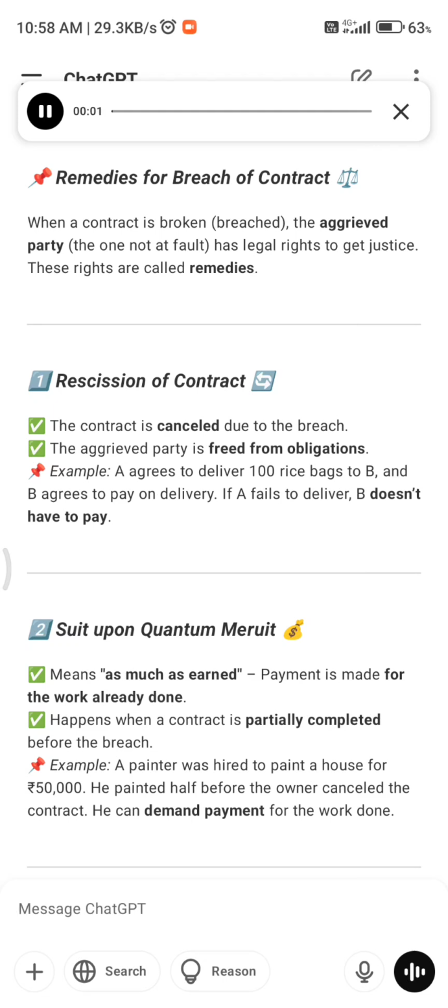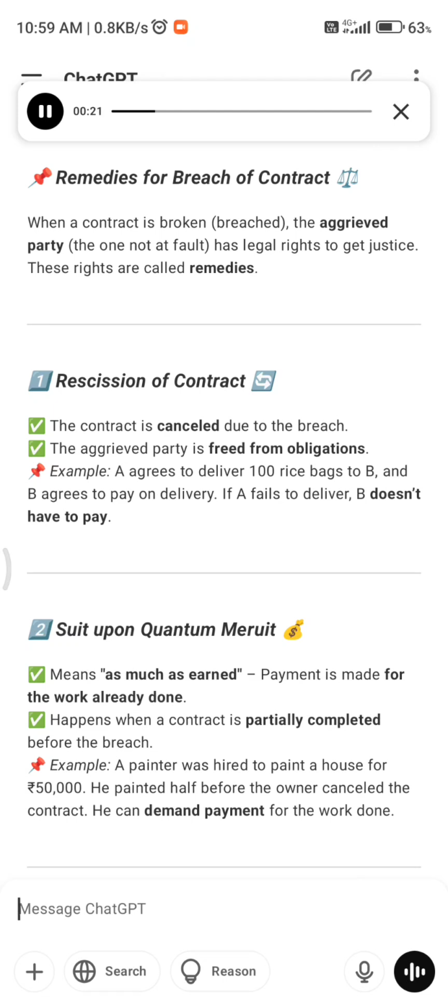Remedies for breach of contract. When a contract is broken, breached, the aggrieved party, the one not at fault, has legal rights to get justice. These rights are called remedies. 1. Rescission of contract. The contract is canceled due to the breach. The aggrieved party is freed from obligations.